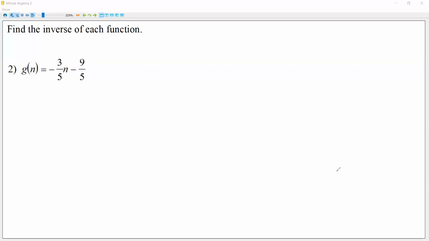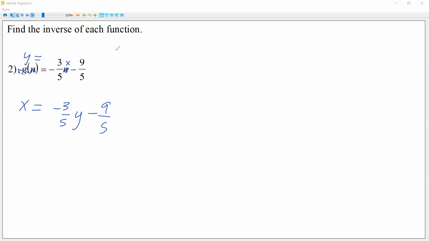All right, let's find the inverse. So remember that this is the same thing as y equals, and this is the same thing as x. So when we see that, we know that we are just swapping these out. So I'm going to change it to x equals -3/5 y minus 9/5. So changing g of n to the y value, changing the n to the x, just to keep it simple.